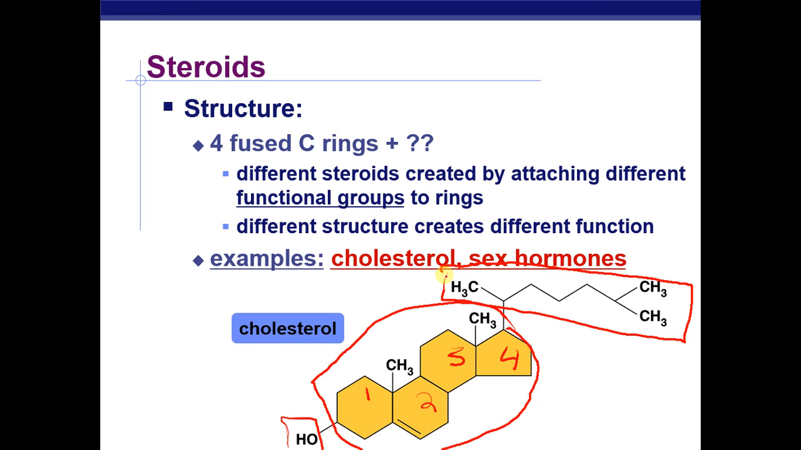And steroids have a whole slew of different jobs. They could be hormones, they could be signaling molecules. They could be components of your plasma membrane like cholesterol. They're very, very diverse, but the main similarity is they have these 4 fused ring structures with some different functional groups attached. And just like all lipids, they're nonpolar.